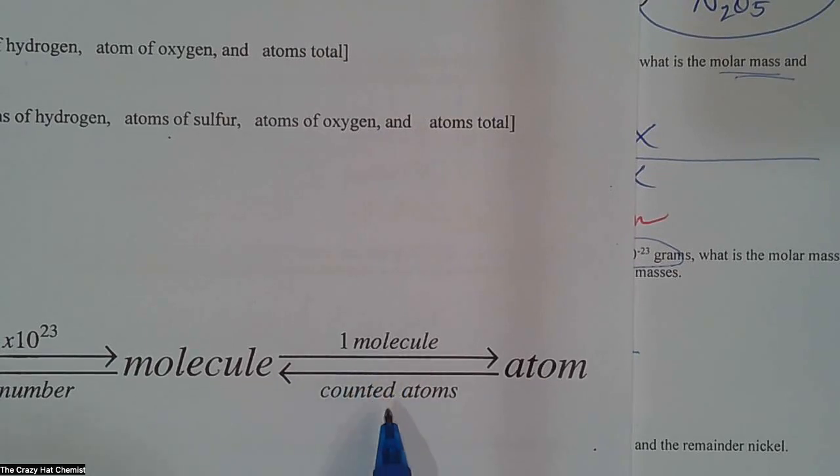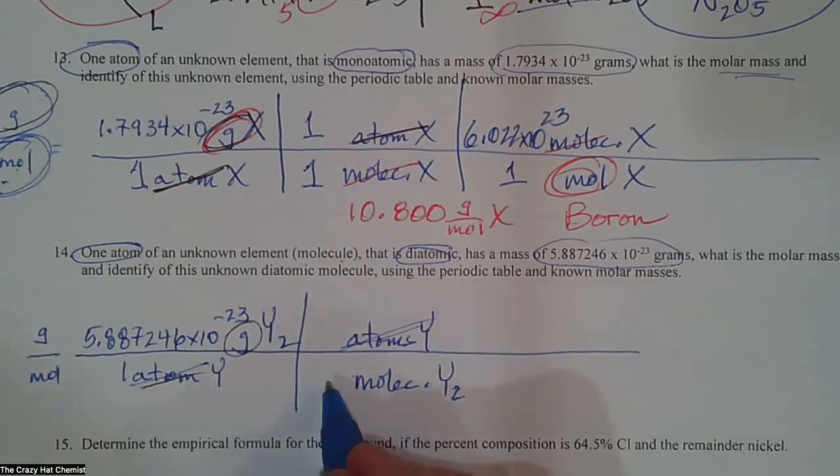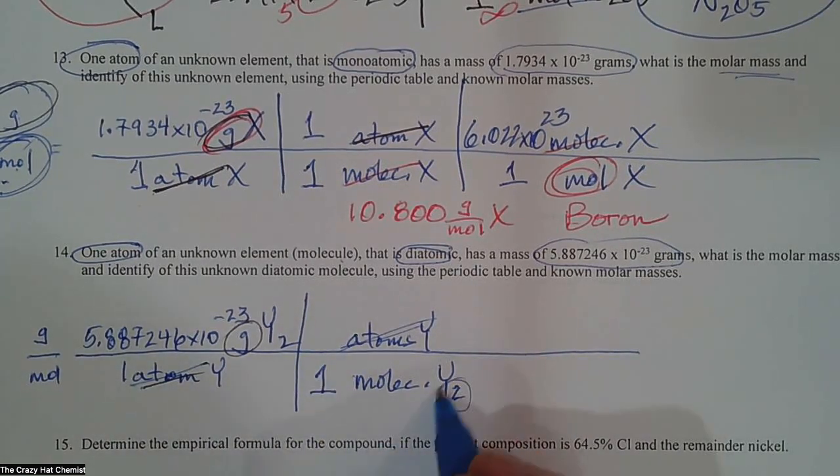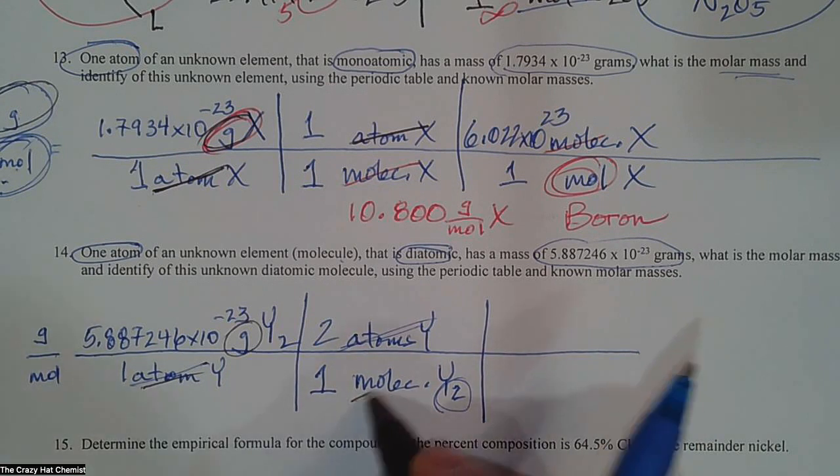It's one molecule counted number of atoms. That's 1, 2. That's a 2 right there. All right. You like that? Perfect. All right, now what we're going to do is we want to cancel out the molecules.